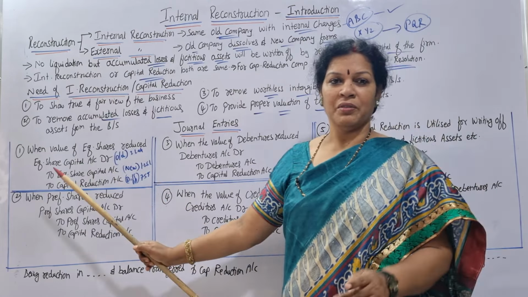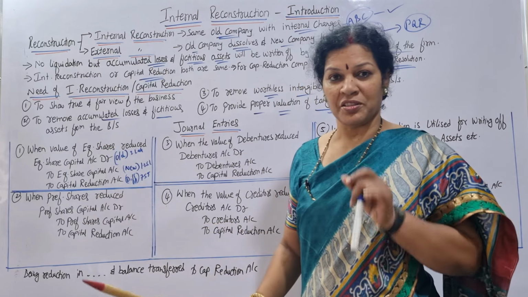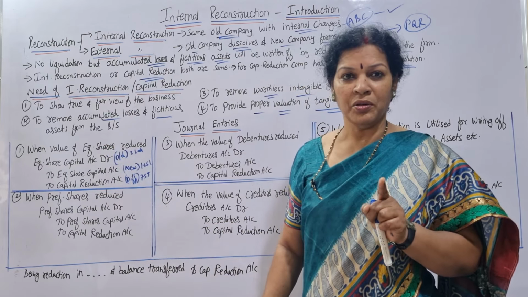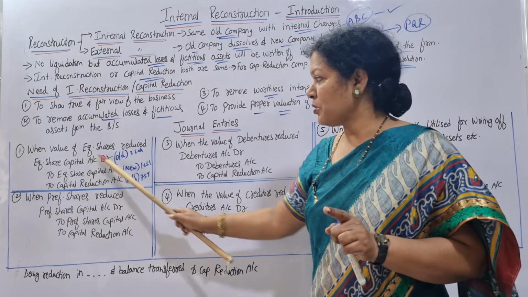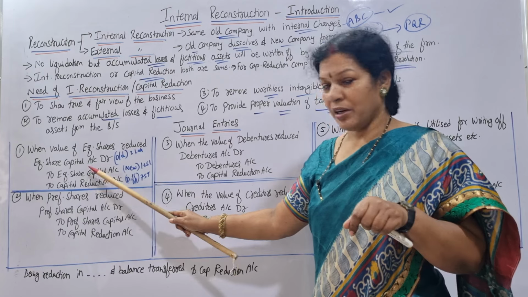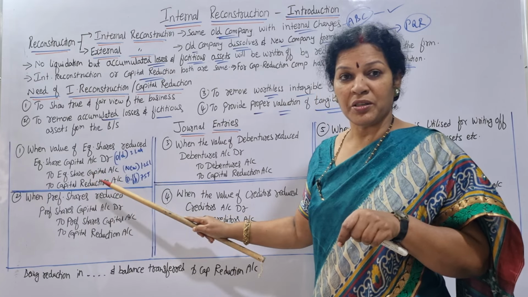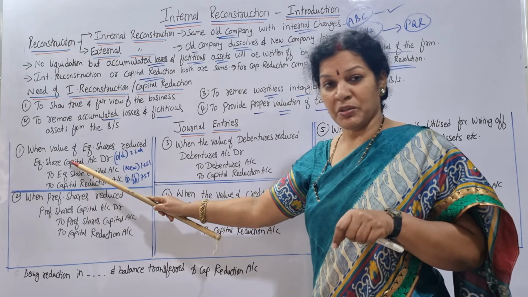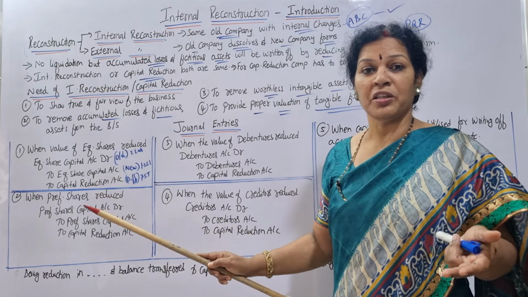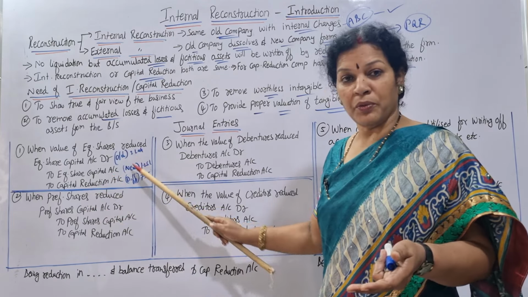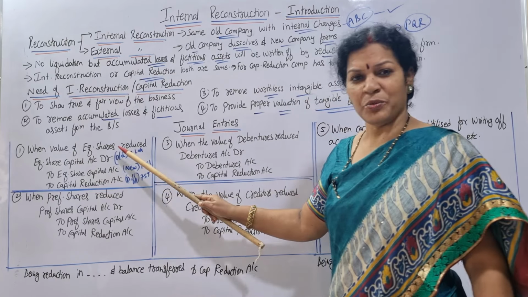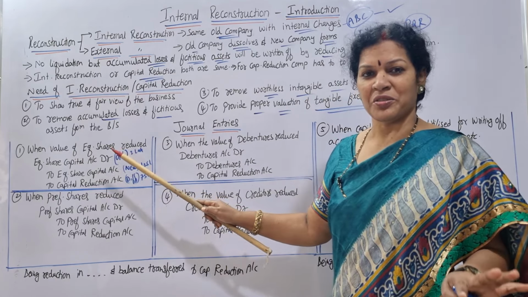When we wanted to reduce the equity shares, the entry is equity shares account debit, to capital reduction. This one is the old one. What was the original value of the equity shares? And how much you wanted to bring it down, that comes on the credit side. Capital reduction means nothing but the difference of old and new. In the same fashion, here it was equity shares reduced.